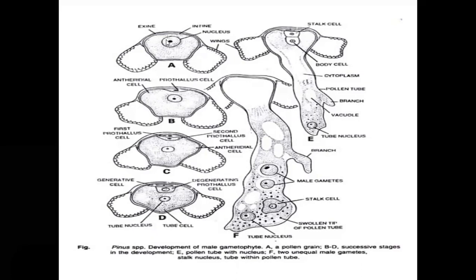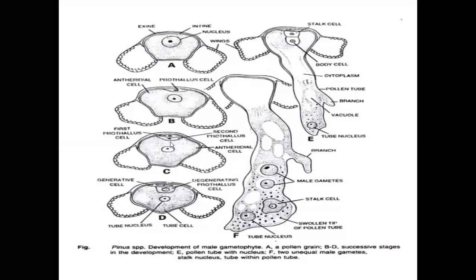Here is the haploid nucleus. It participates in the first division to form 2 unequal cells: the prothalial cell and the antheridial cell. The prothalial cell is small in size. The antheridial cell is large in size. Again, the antheridial cell participates in the next mitotic division to form 2 cells: the second prothalial cell and the antheridial cell. At this stage, 3 cells are present.